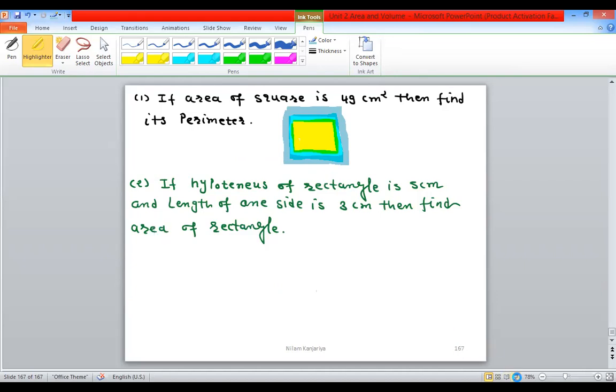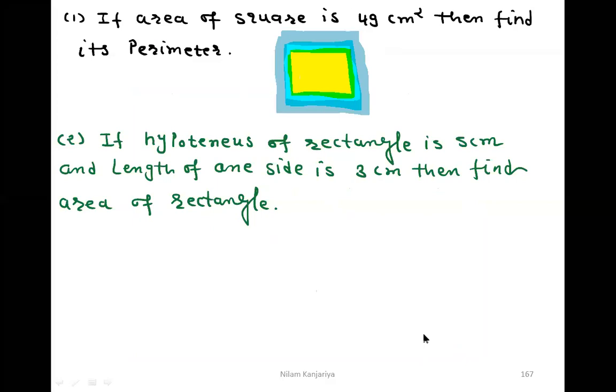So anyone, does anyone have an idea what the procedure is to find the answer to this question? Anyone knows the procedure to find these two questions? Take 2 minutes. Yes, just take your time, no problem.